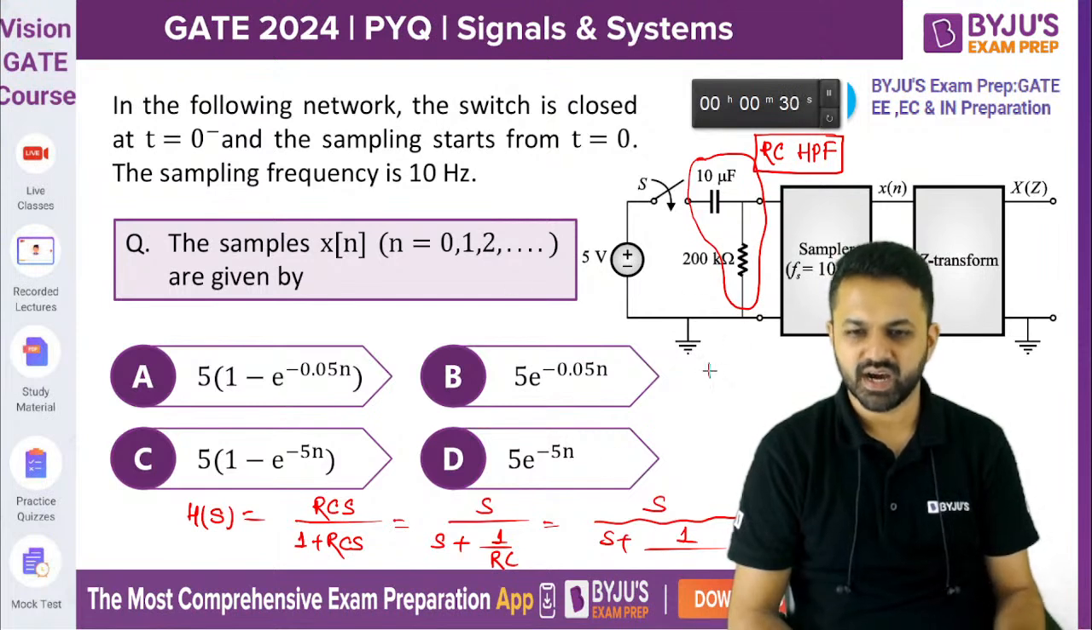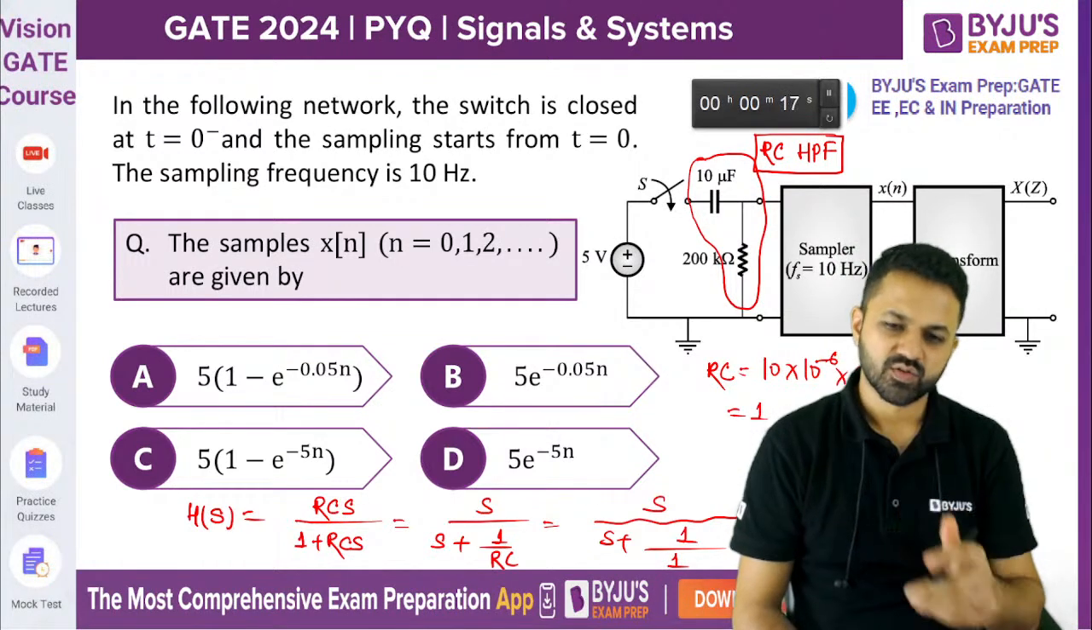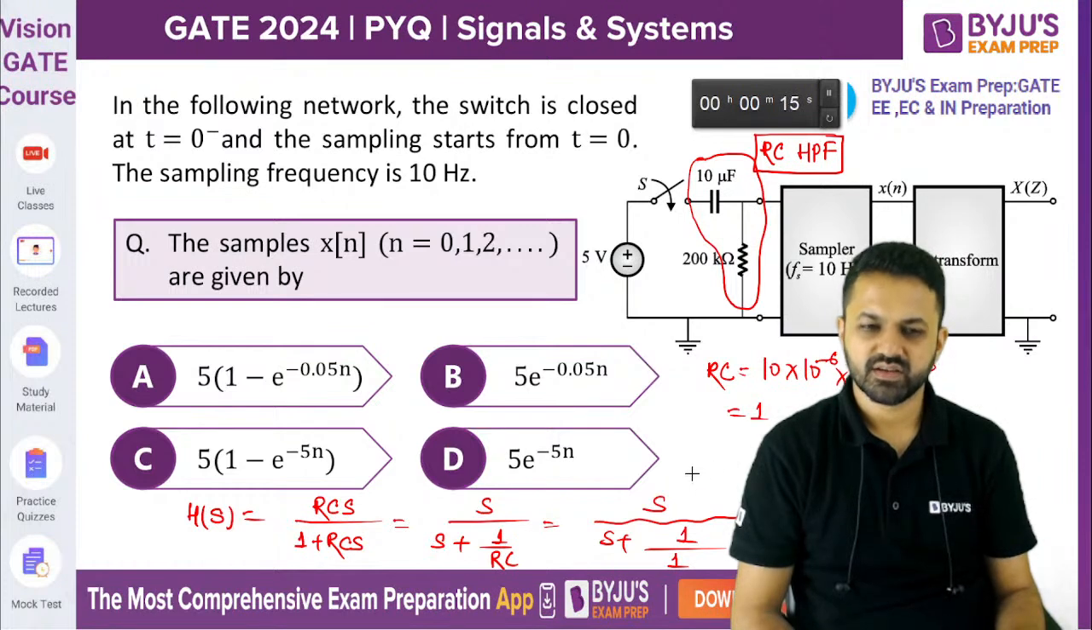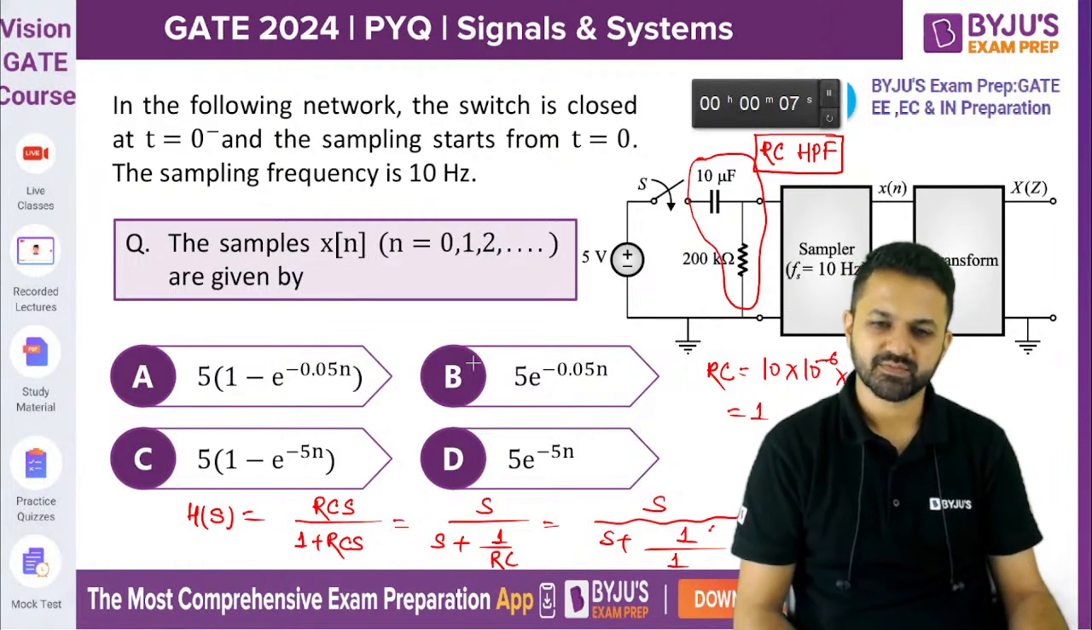So let's multiply R and C. We will get 10 into 10 to the power minus 6 into 200 into 10 to the power 3. So it will all cancel and we will get 1. So we will get s upon s plus 1. So the transfer function of this is s upon s plus 1.